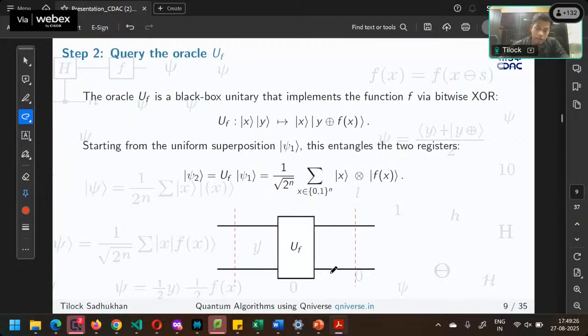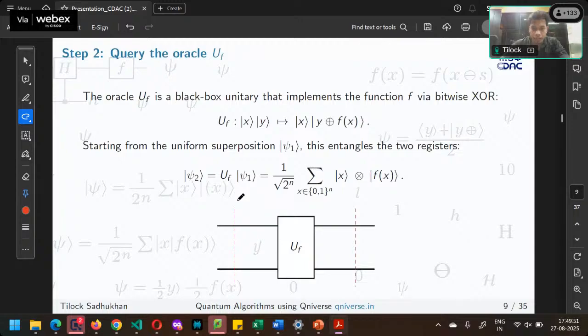Just like I have told previously also, the oracle is just a black box unitary that implements the function f via bitwise XOR. So this is the way the oracle is defined. If the two input registers are x and y, the corresponding output registers will be x and y bitwise XOR f(x). Right.